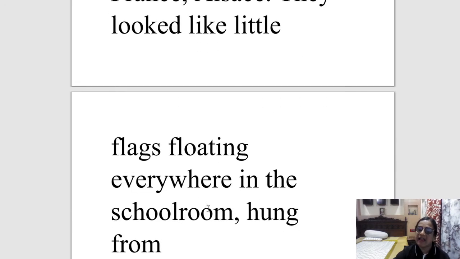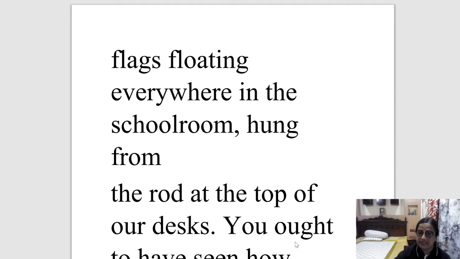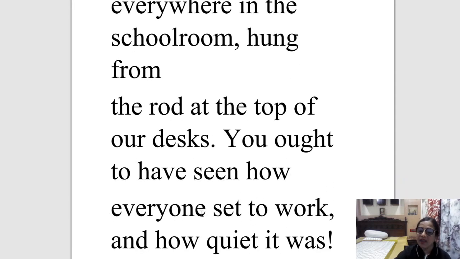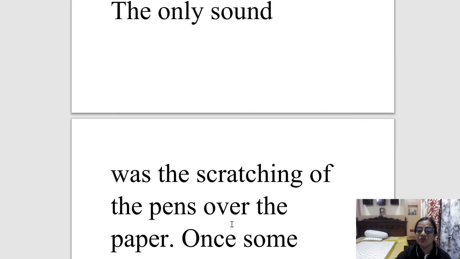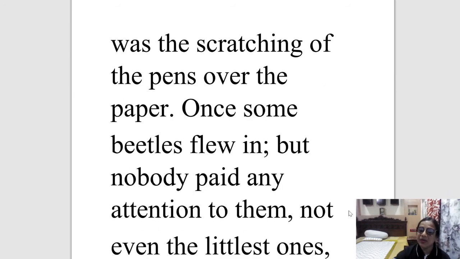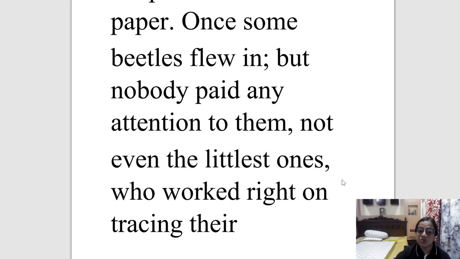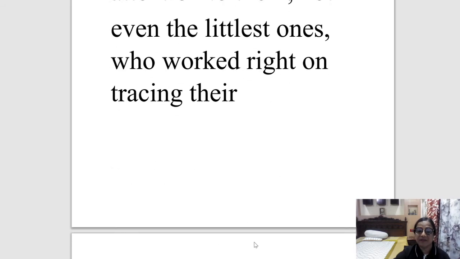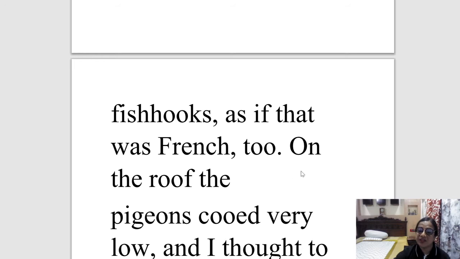They looked like little flags floating everywhere in the schoolroom, hung from the rod at the top of our desks. You ought to have seen how everyone set to work and how quiet it was. The only sound was the scratching of the pens over the paper. So, what was the only sound in the quiet class? The writing with the nibs of the pen on the paper, the scratching of the pens over the paper. Once some beetles flew in, but nobody paid any attention to them, not even the littlest ones, who worked right on tracing their fish hooks as if that was French too.